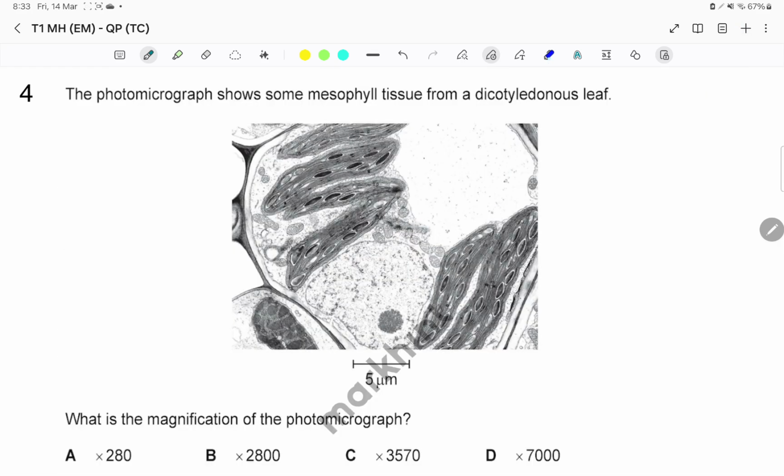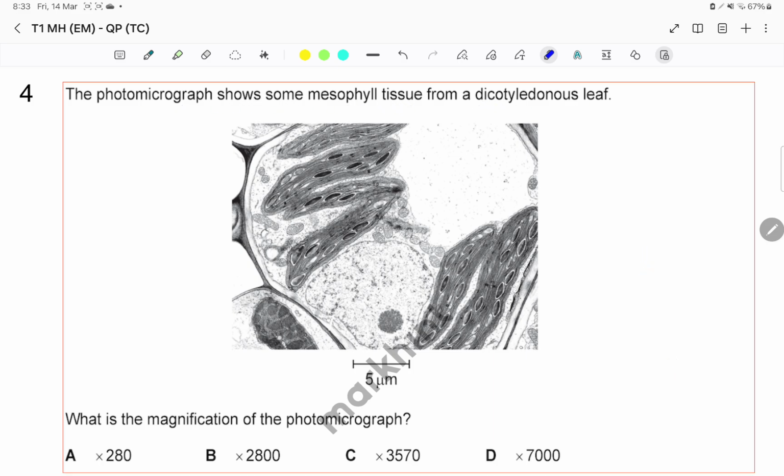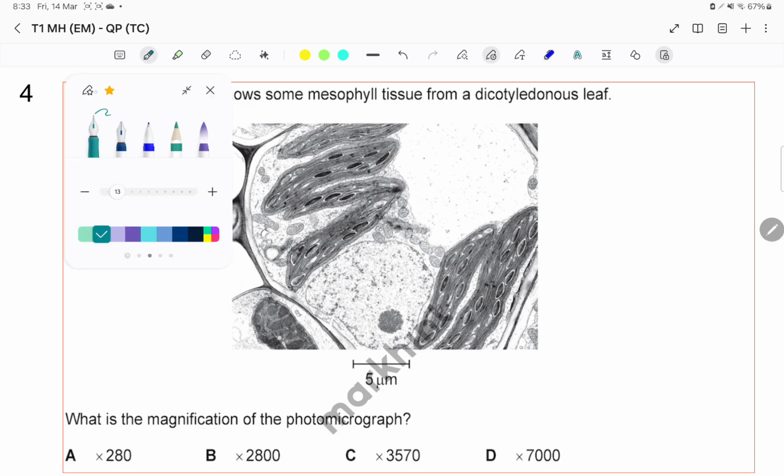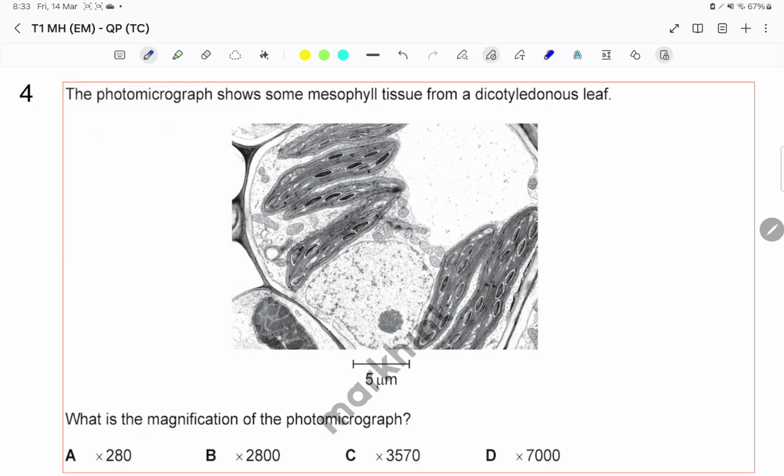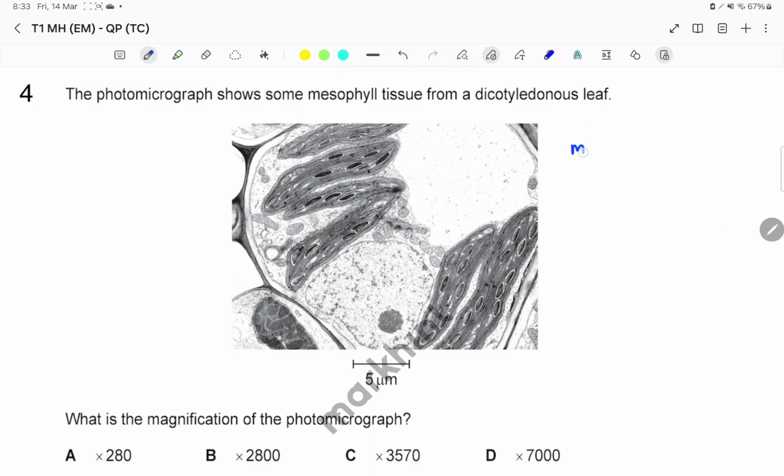Moving on to the next question. This is the photomicrograph of a mesophyll tissue of a dicot leaf. So you can see that this is a very nice image of a dicotyledonous leaf, right? So what is the magnification of the photomicrograph? So of course, we need to remember the formula of magnification. The formula of magnification is M equals I over A. Now, where do we get that image size? Where do we get the actual size?